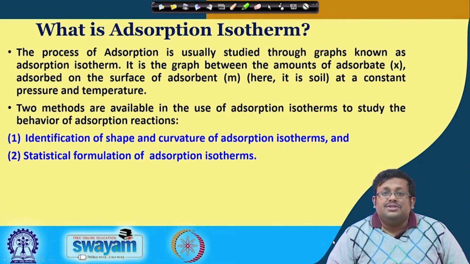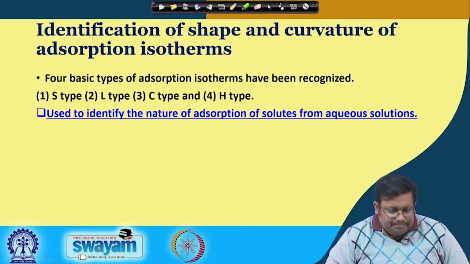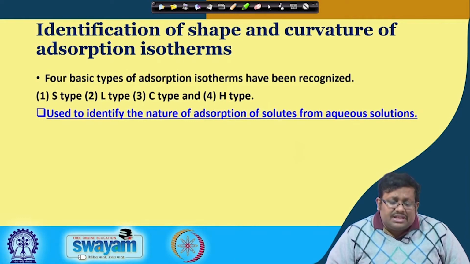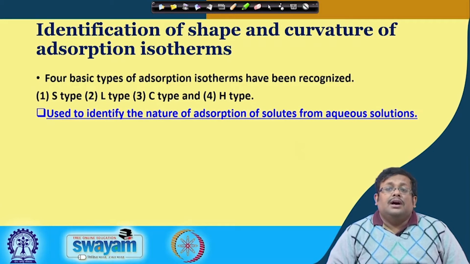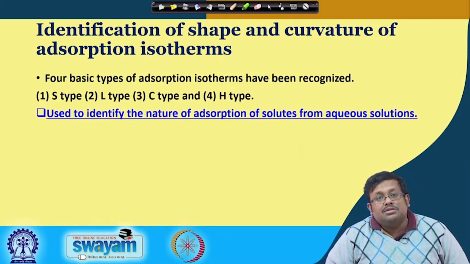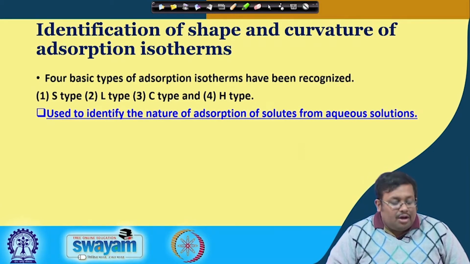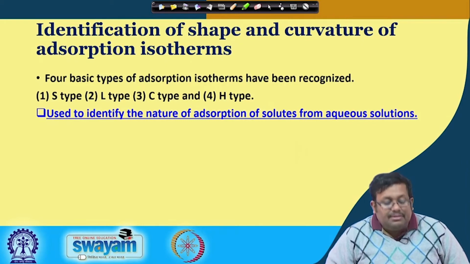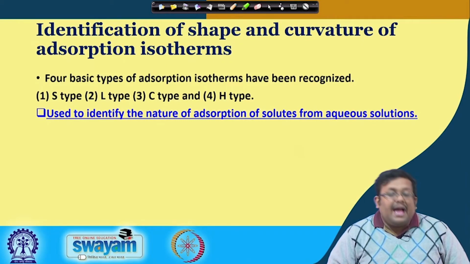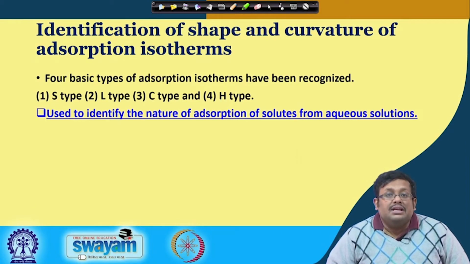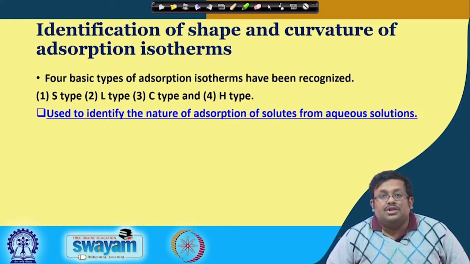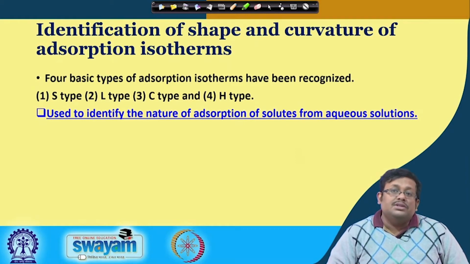So, let us first start with the shape and curvature of different adsorption isotherms. Now, identification of shape and curvature of adsorption isotherms is basically focused on four basic types of adsorption isotherms: first of all S type, then L type, then C type and H type. And remember that these shapes and curvatures are used to identify the nature of adsorption of solids from aqueous solution.